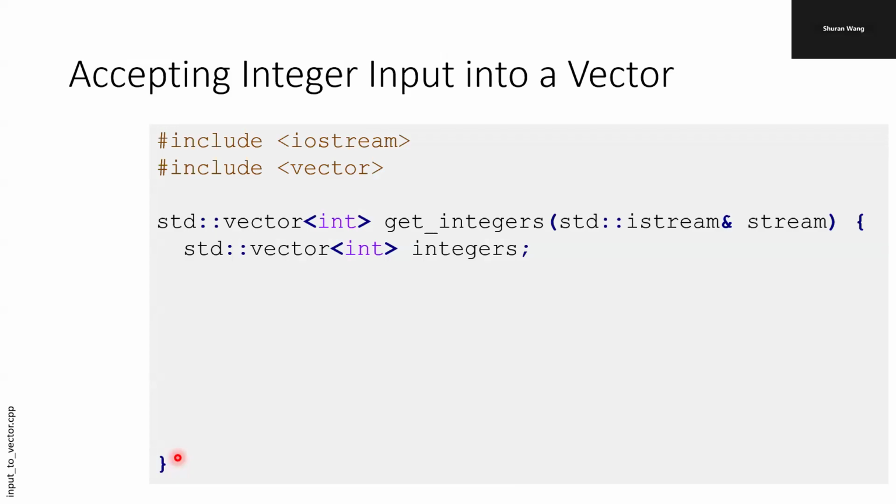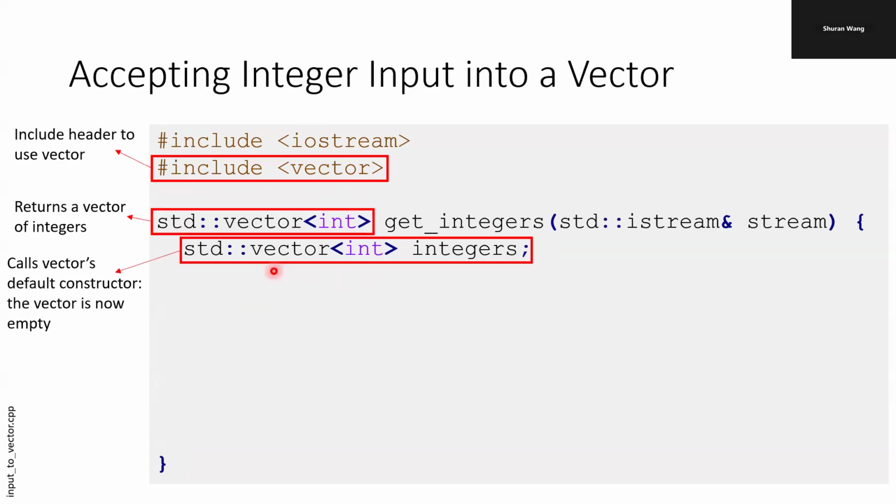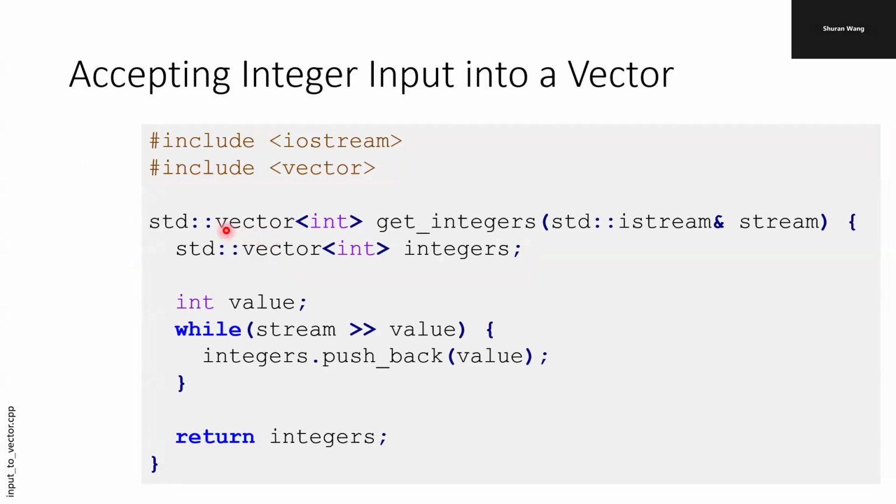So the code for accepting integer input into a vector will look like this. First, we'll need to include the vector header because we're using vector from the STL. And then in this function of get_integers, we are returning a vector of integers. Inside it, we are creating an empty vector of integers using the default constructor of vector. And then we can just read in the values and push_back the value into the vector of integers.